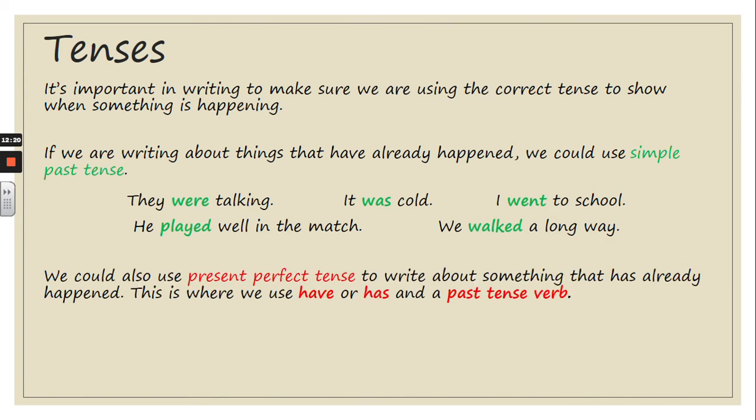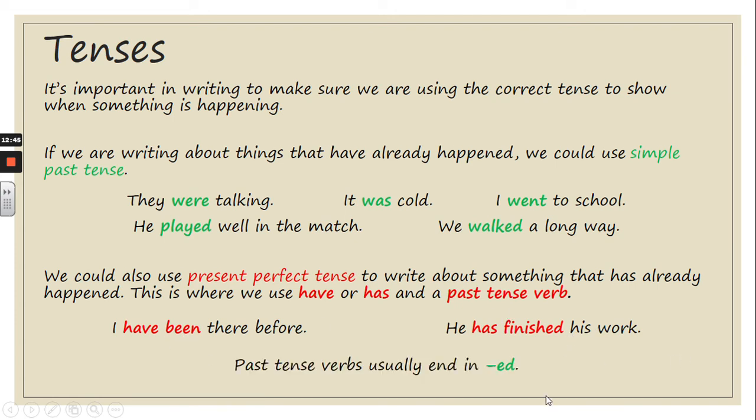We could also, however, use present perfect tense, which also tells me about something that's happened already. So this is where you use the word have or has and a past tense verb. So I have been there before, or I have been to school. He has finished his work. So you've got your have or your has followed by your past tense verb.